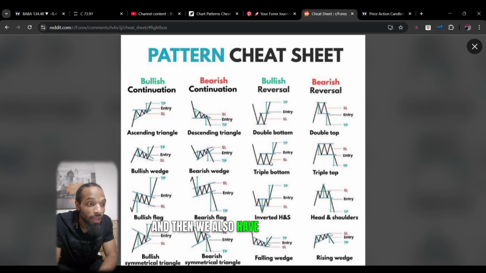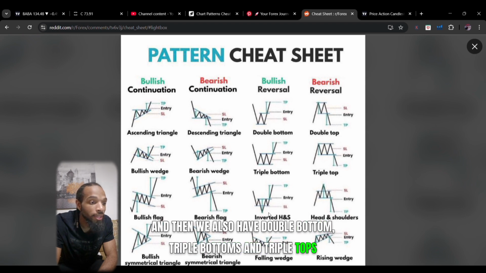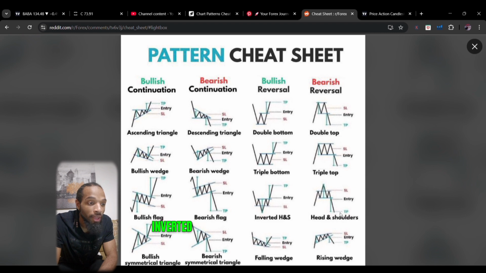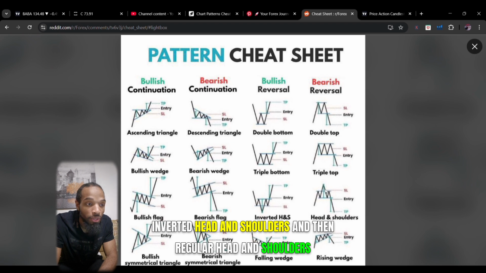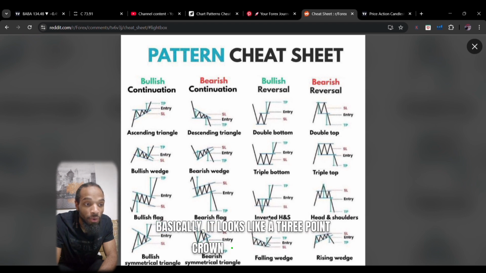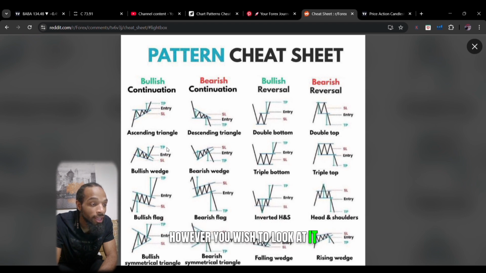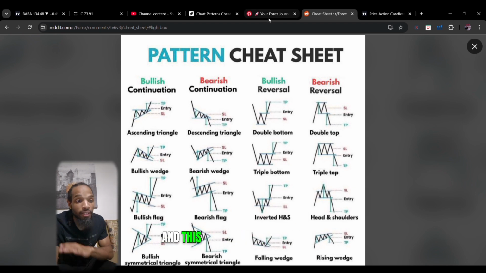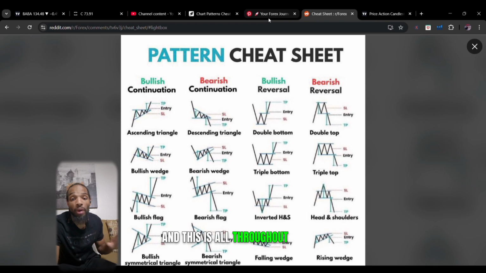And then we also have triple bottoms and triple tops. Inverted head and shoulders, and then regular head and shoulders. Basically, it looks like a 3-point crown or a mountain, however you wish to look at it. And we have wedges, all of them. And this is all throughout charts. Like, you will see them everywhere.